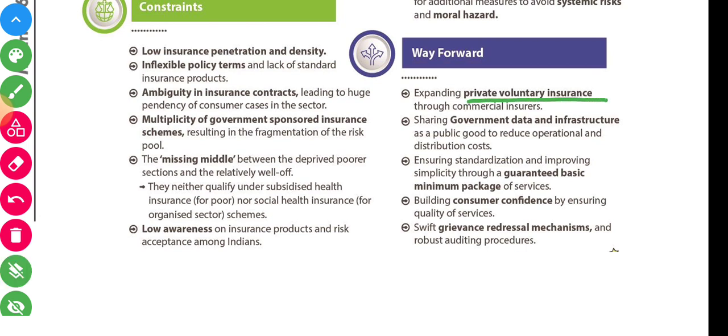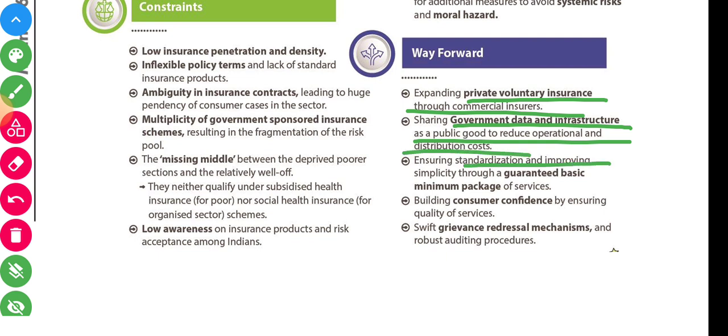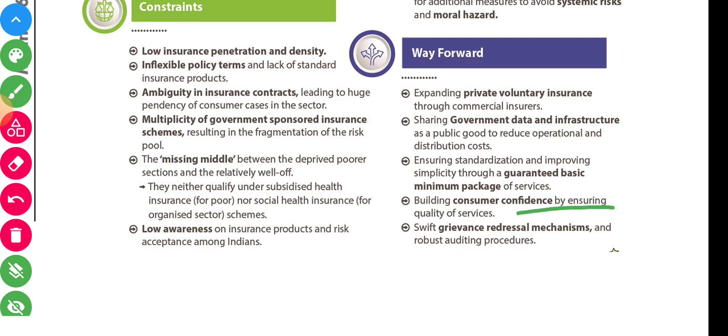Private voluntary insurance through commercial insurers should be expanded. Government data and infrastructure as a public good to reduce operational and distribution cost, ensuring standardization and improving simplicity through a guaranteed basic minimum package of services. Building consumer confidence by ensuring quality of services, swift grievance redressal mechanism, and robust auditing procedures.